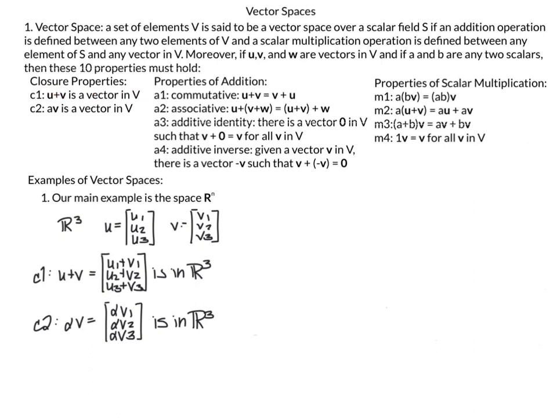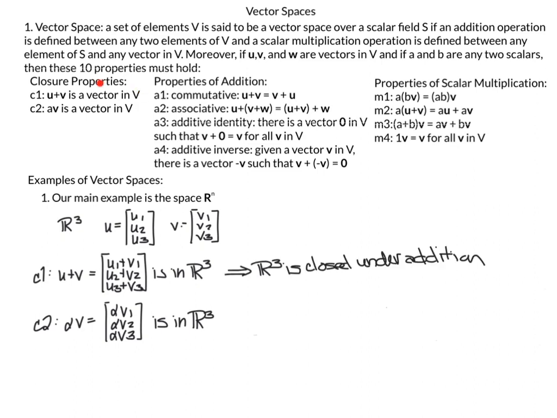So in particular, I'm just going to take my representative vector U and my representative vector V and add them together. And then by definition of vector addition, that gives me U1 plus V1, U2 plus V2, U3 plus V3, and the resulting vector is still a vector in R3. Therefore, addition is closed in R3.